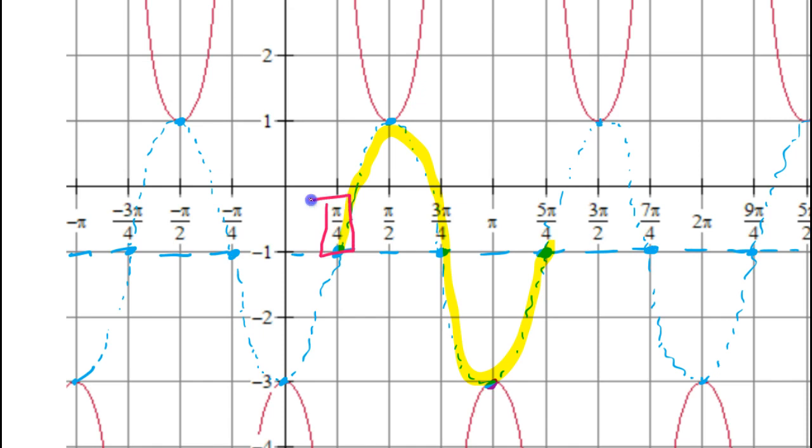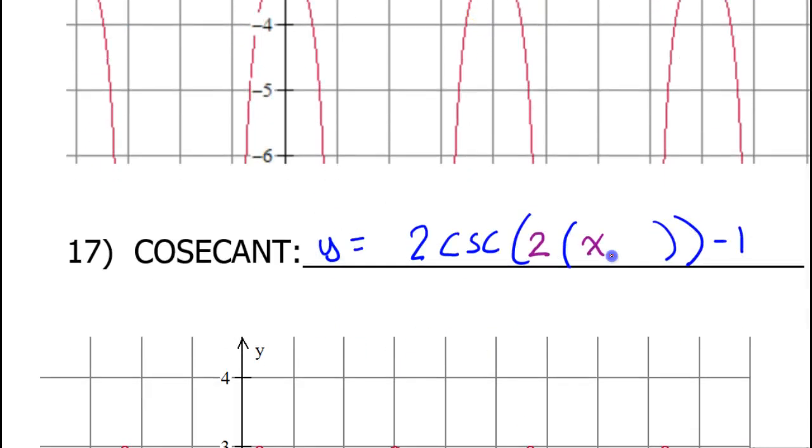Okay, that tells me that this is the phase shift for this particular graph. If I look at this as a period, say the first period, then this would be the phase shift. Okay, pi over 4. So that's why I'm going to put x minus pi over 4 for the phase shift.